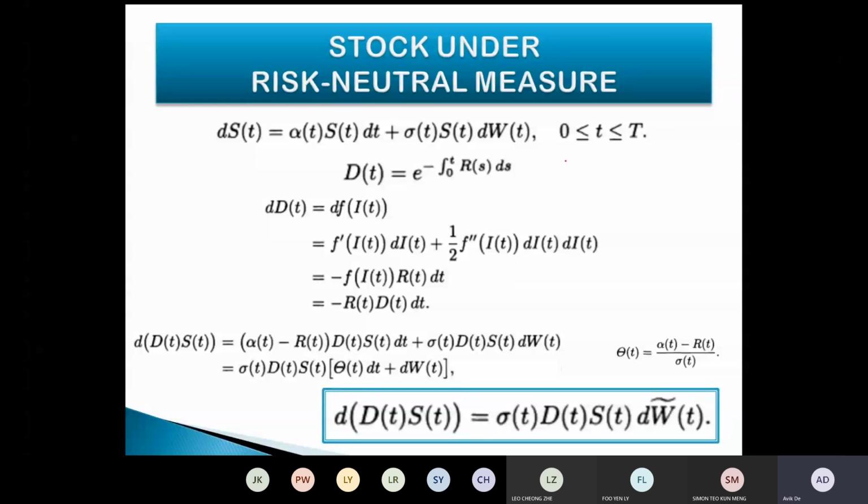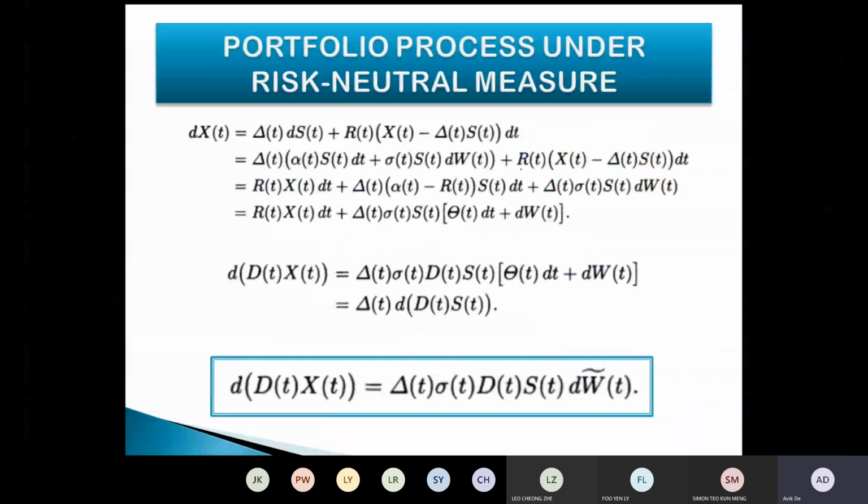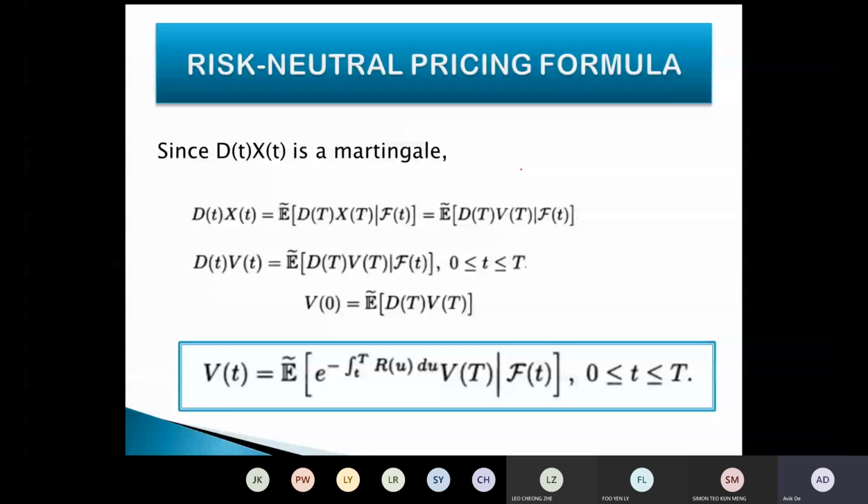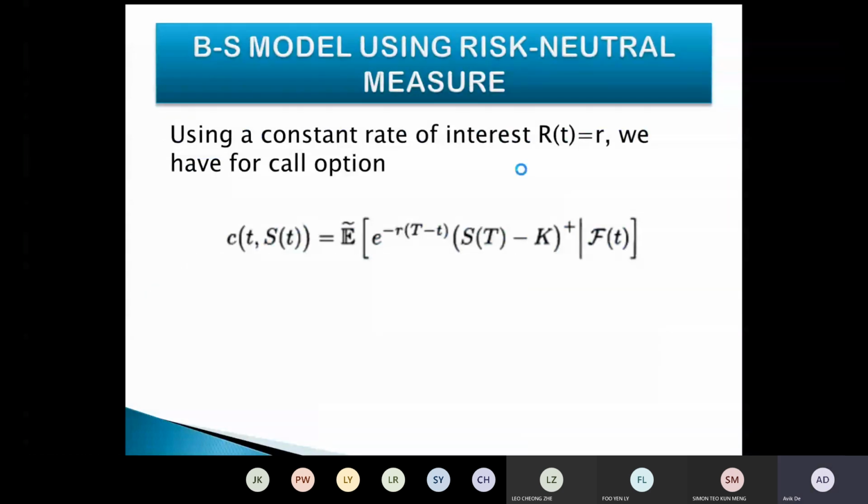So the discounted process last time was e to the power minus rt, and this time we have e to the power minus the integration from 0 to t of r_s ds. All these things I already explained in a video. Until here I already recorded.